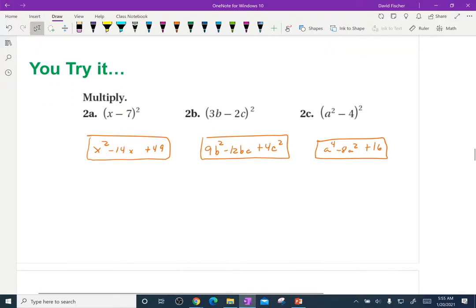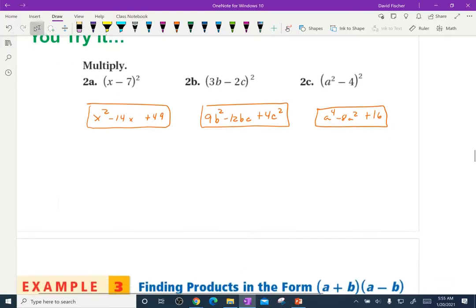Okay, again, we always write our answers in standard form, so on that third one there, be careful. All right, hope you did well. Now again, if you're saying, man, this is too many rules to memorize, that's okay. Just do FOIL. It takes a little bit longer, but it'll still work.